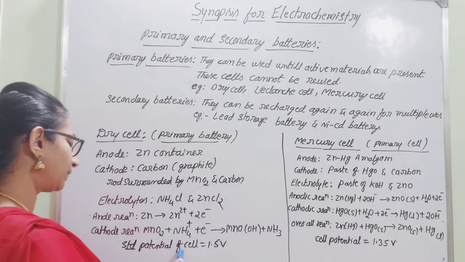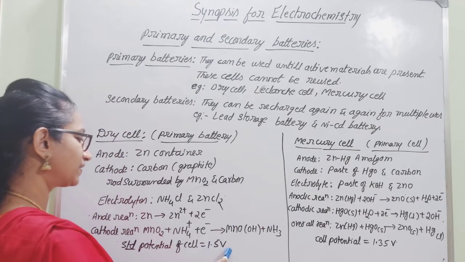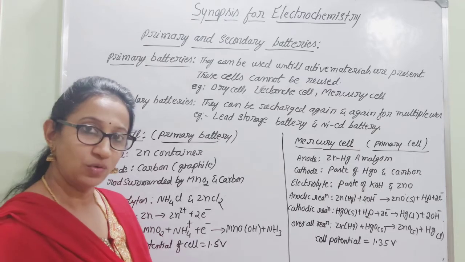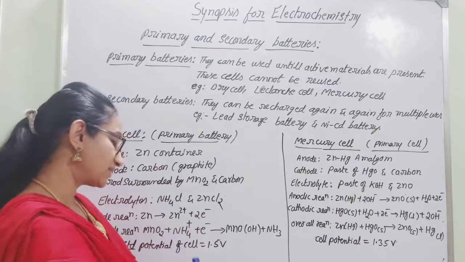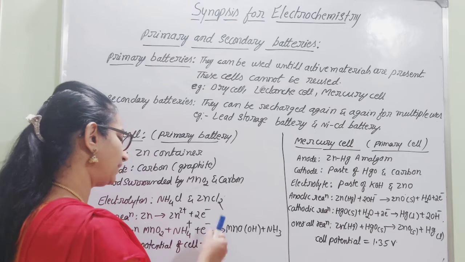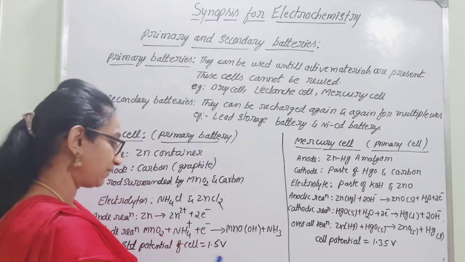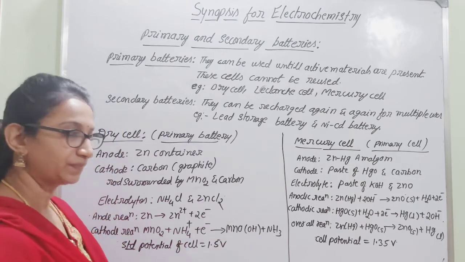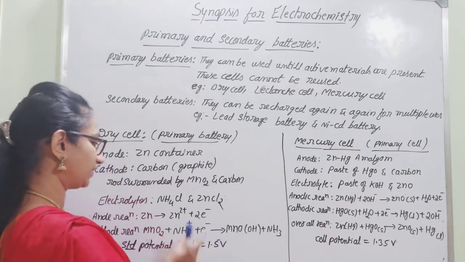What is the standard potential of the cell? It is exactly equal to 1.5 volts. Actually, you will not get constancy in that voltage. As time goes on, there will be a decrease in the voltage. There is no constancy in the voltage for this cell.